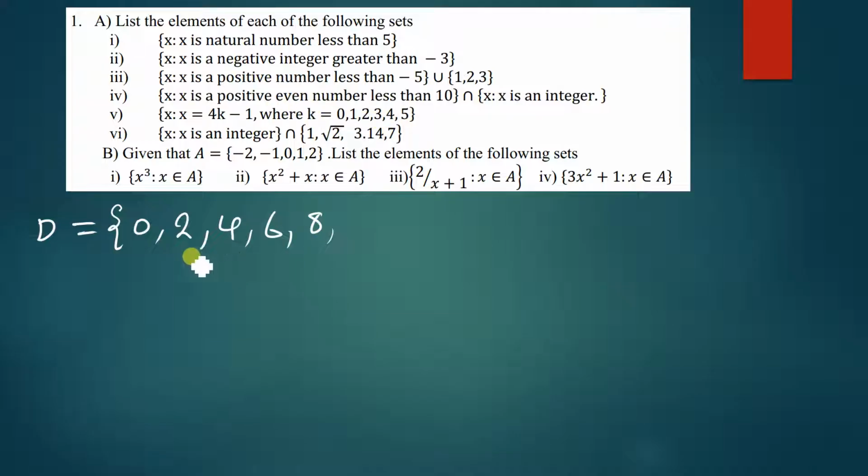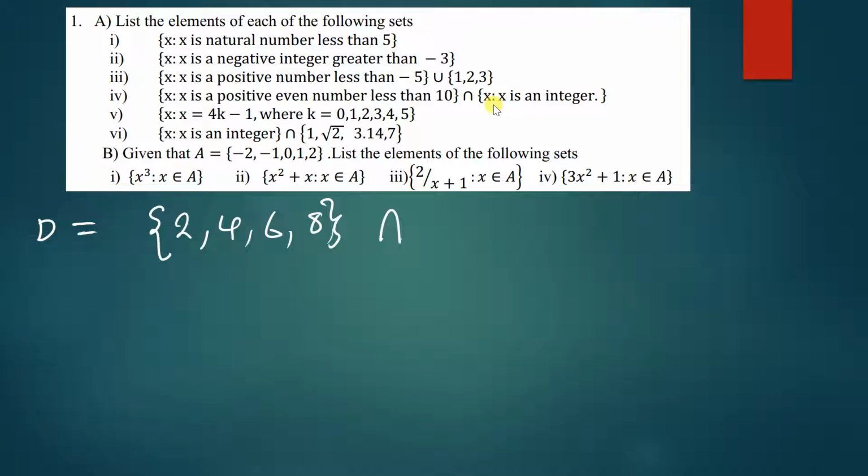So the problem again with this 0, which I have found, is that we don't know whether it's positive or negative. So I don't think it's wise for us to include it here, because the question is specifically saying positive even numbers less than 10. Because if the question was just open to say even numbers less than 10, we would have also included 0. But in this case, we will not include it because it's specifically telling us to list positive even numbers less than 10. And then we're finding the intersection with integers.